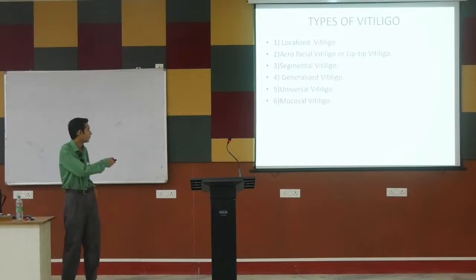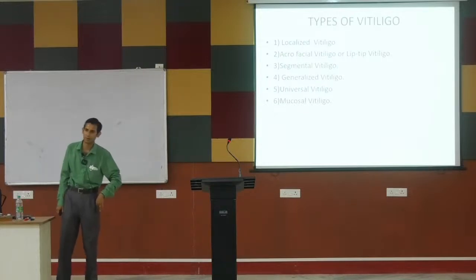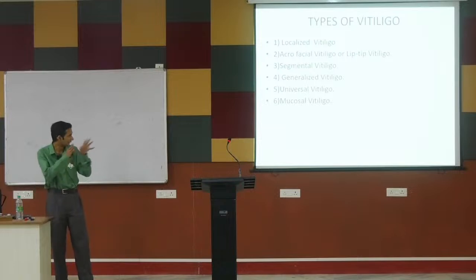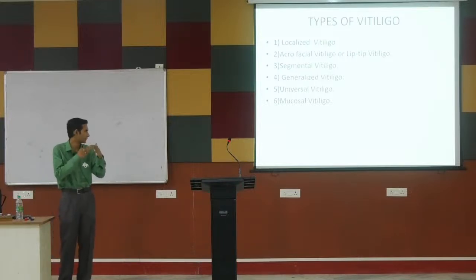And number 4 is generalized vitiligo. What is generalized vitiligo? That is when the depigmented vitiliginous patches are scattered throughout the body. They may be present on the hand, feet, body, or face. It is scattered vitiligo or generalized vitiligo. The depigmented patches can be present over most of the body surface area.